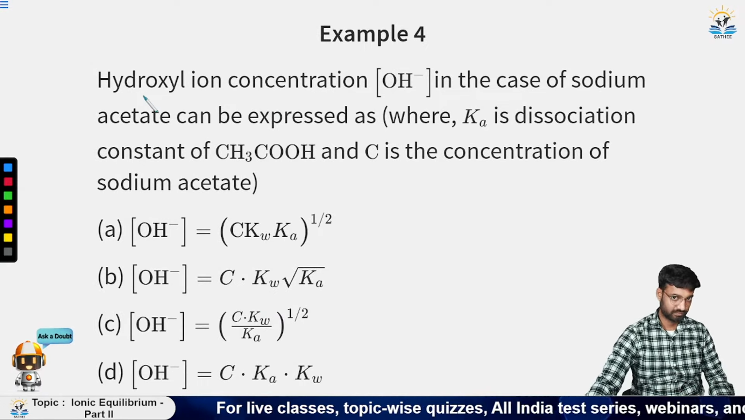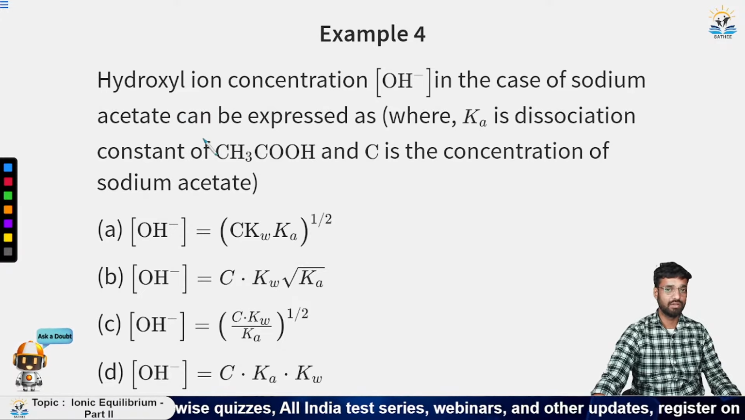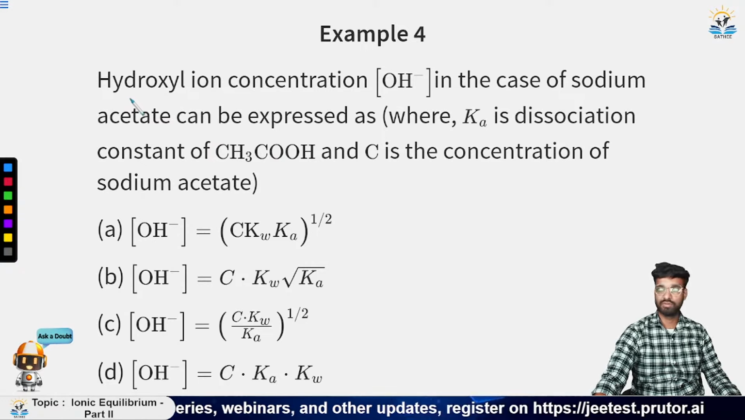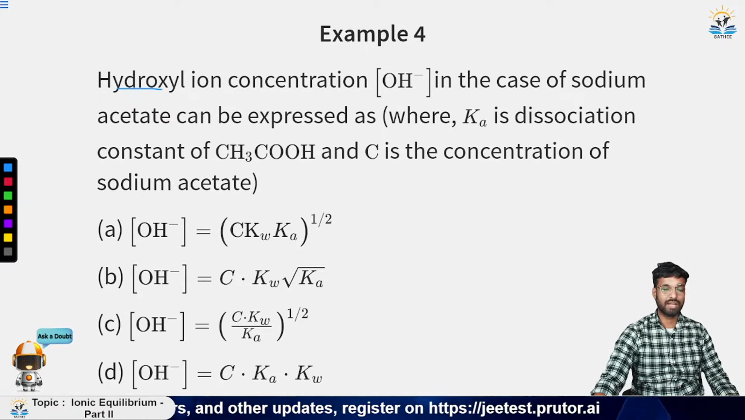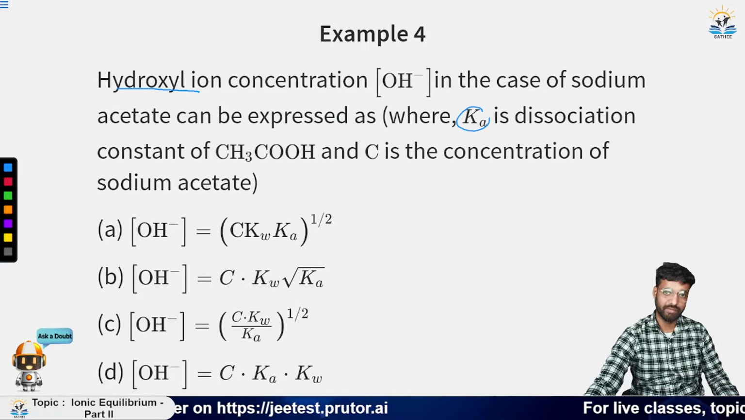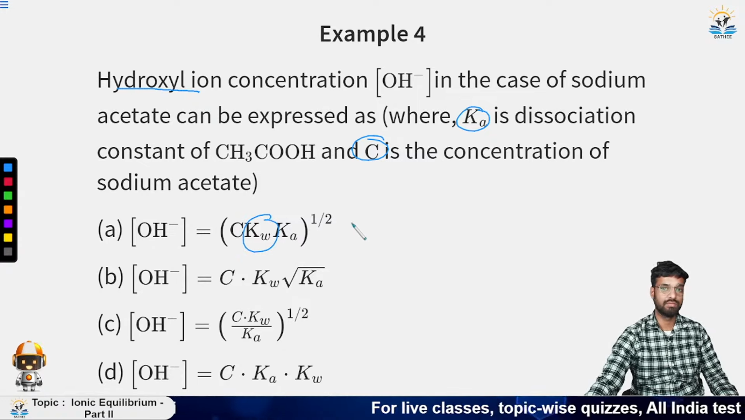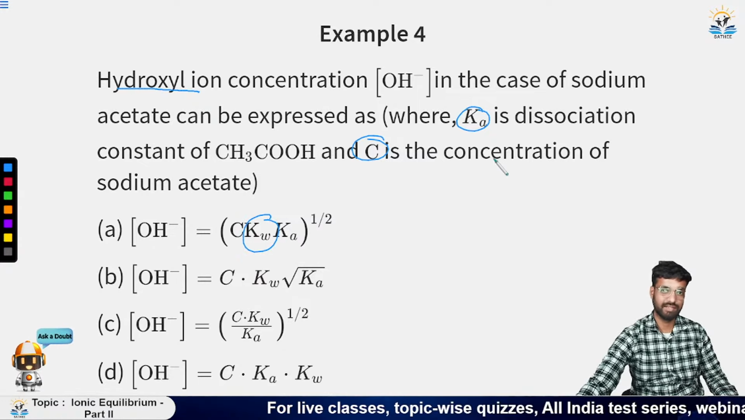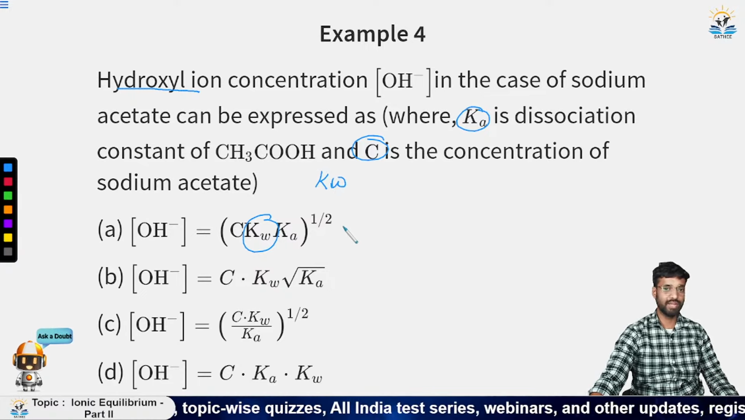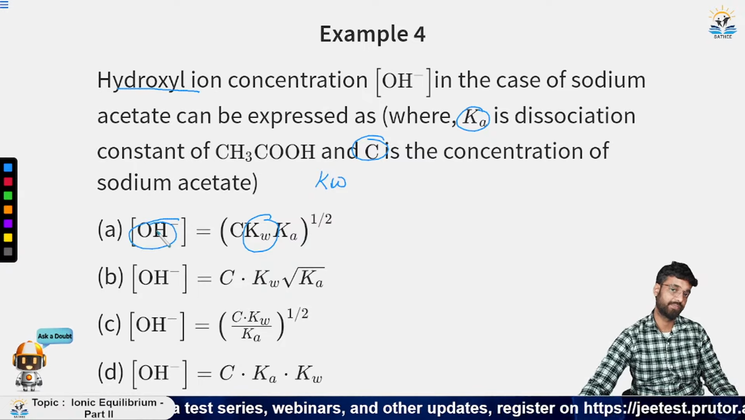So this question I have shown you earlier also, but since we have not completed the hydrolysis part, we had skipped this question earlier. So today we will do this. What does this question say? The hydroxyl concentration in the case of sodium salt can be expressed in terms of K, and we have C, and of course we know Kw. Kw is not given here, so let me write it here. So we also have Kw, and we have to express the OH minus concentration using these.